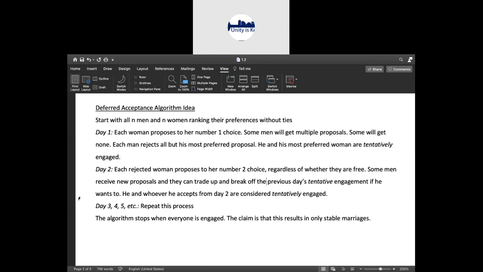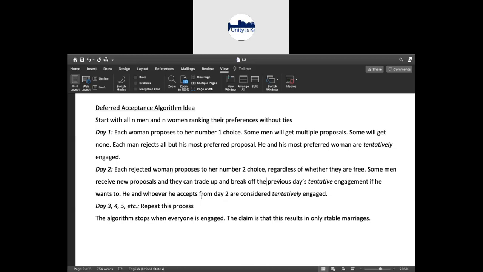On day three, there are going to be more rejected women. This sounds so sad. Day three, there are going to be more women whose proposals were rejected. Maybe women who on day two weren't rejected have now been rejected, right? Because the men received a better offer on day two. So whichever women are rejected on day three, they propose to their next choice, and you go on and on.